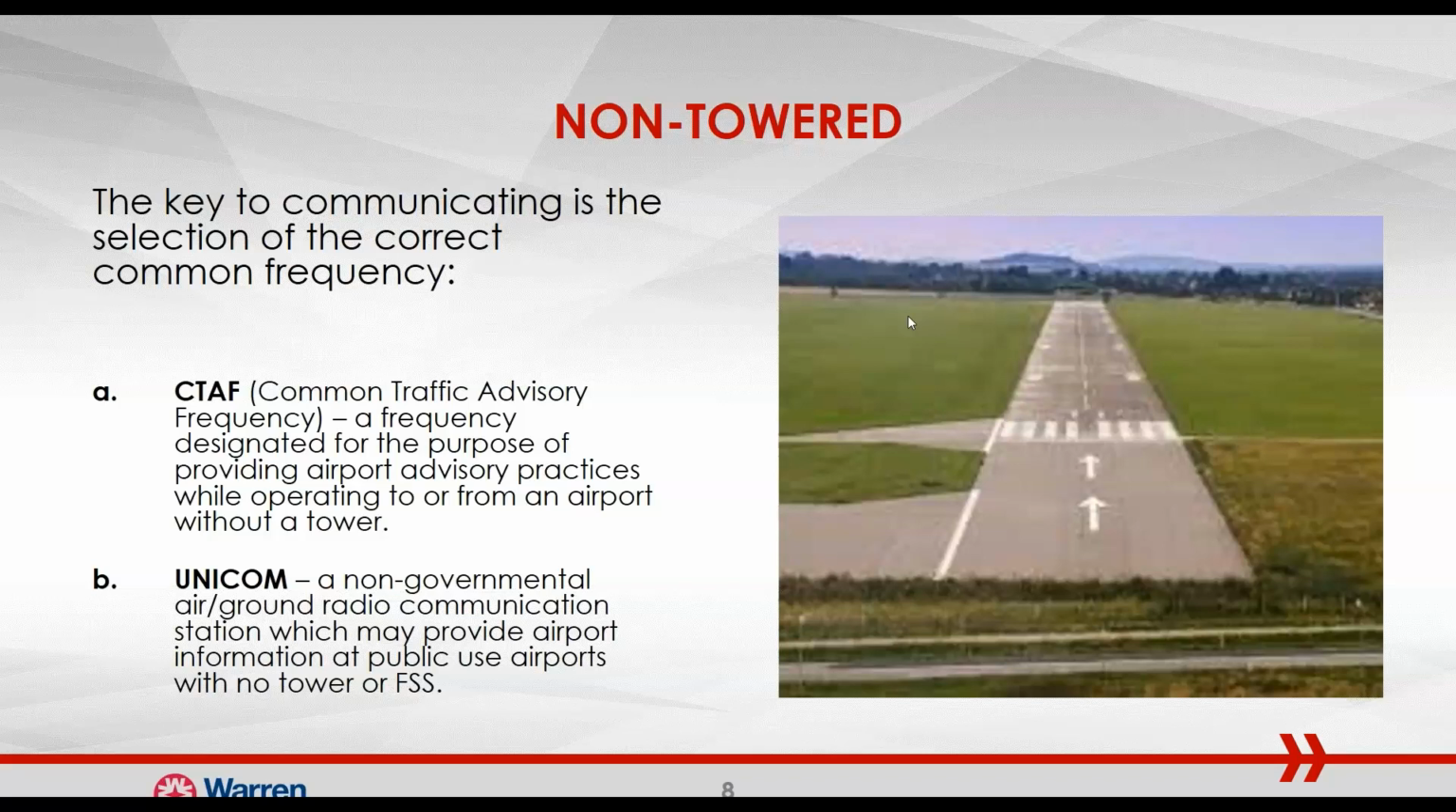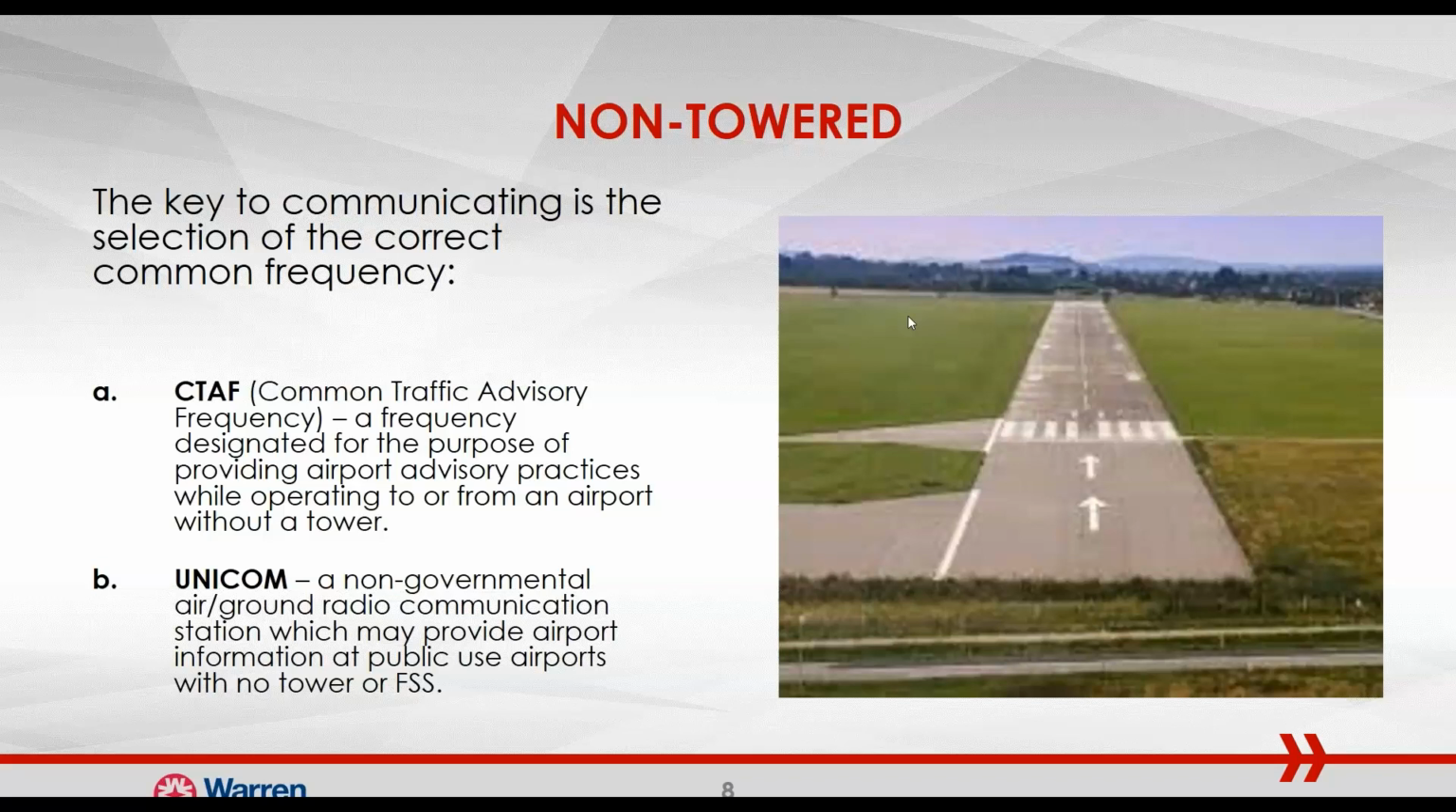And it is a frequency, a radio frequency, designated for the purpose of providing airport advisory practices while operating to and from an airport without a tower. So pilots can speak to each other. They can signal their intent to land, their intent to take off, and they can avoid collisions. CTAF would not be used at a highly congested airport area. That would be done by air traffic control.